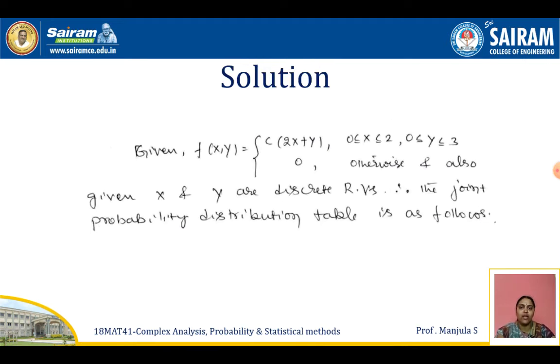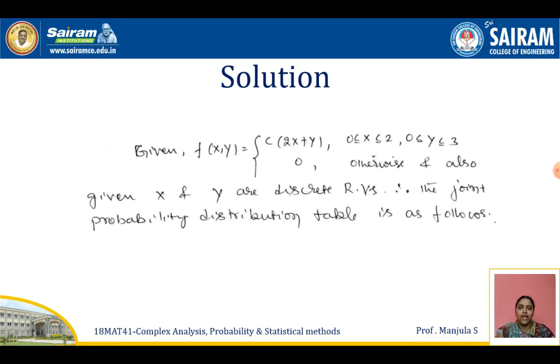First we'll define f(x, y). What they gave is: if x lies between 0 and 2 and y lies between 0 and 3, then the function is defined as c(2x + y). In any other condition, the function value will be 0. So now we write the function in standard form.